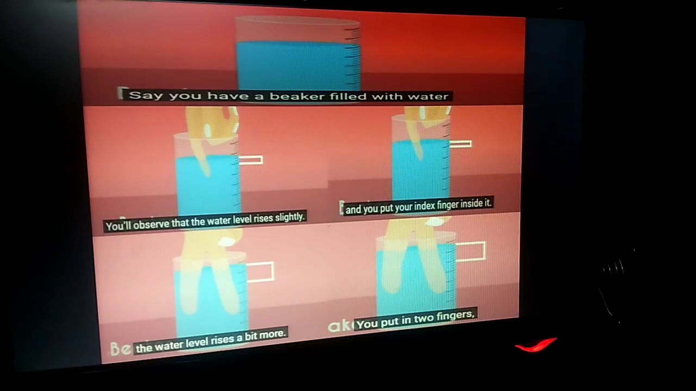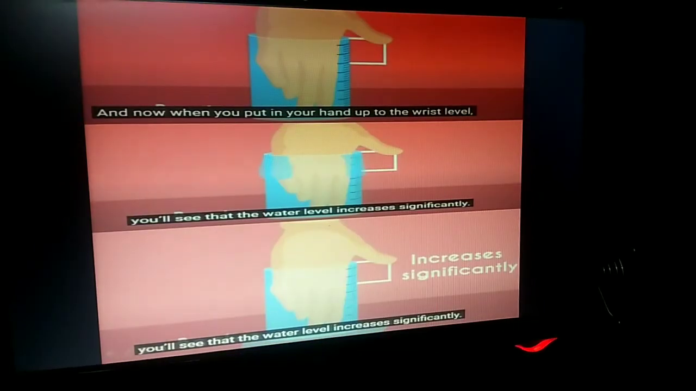For example, say you have a beaker filled with water. Put your index finger inside it and you will observe that the water level rises slightly. You put two fingers, the water level rises a bit more. And now when you put your whole hand up to the wrist, you will see that the water level increases significantly.